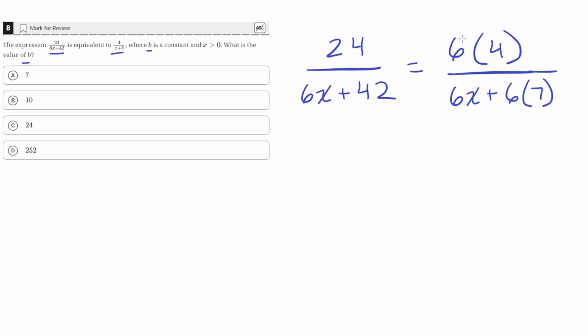So we can simplify this to 6 times 4 over 6x plus 6 times 7. So we see here that the number 6 is common to all of these terms, so we can just cancel that out. And we're left with 4 over x plus 7. And this is the same as this expression here, except we can see that b is actually 7 now. So the value of b is 7, A.